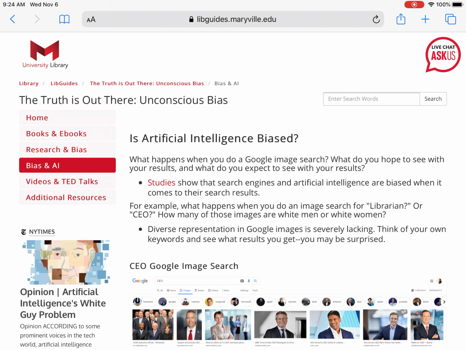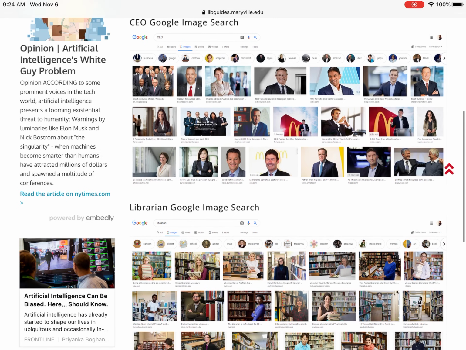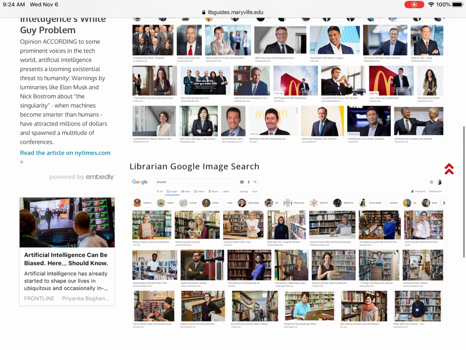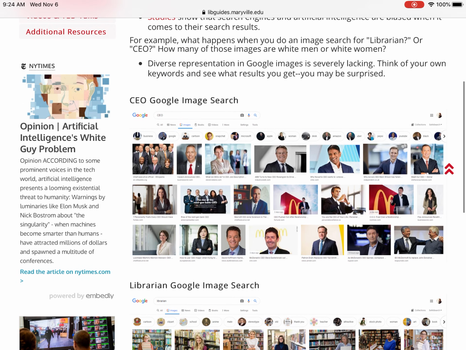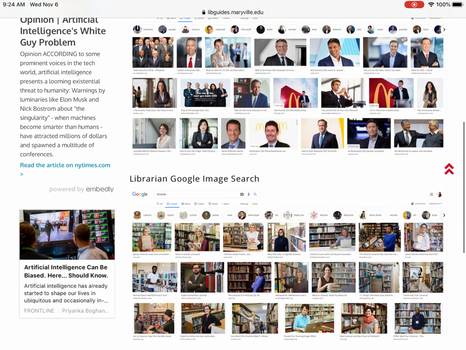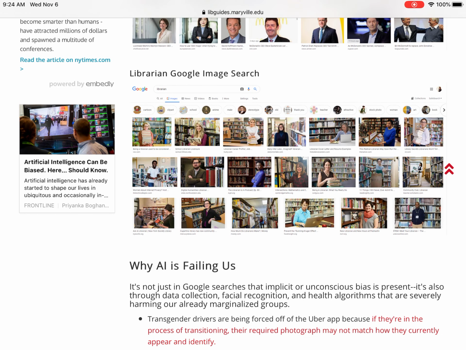Studies have shown that search engines and artificial intelligence are very biased in their search results, especially within imaging. Two examples I did here today were for Googling CEOs and Googling librarians. Already I can see that the majority of results are primarily white individuals. They're not very diverse. You can also see that in the CEO Google search, it is not only very white, but also very male. To counter that, in the librarian Google image search, while it's not as diverse as far as race is concerned, you also see more women than men.